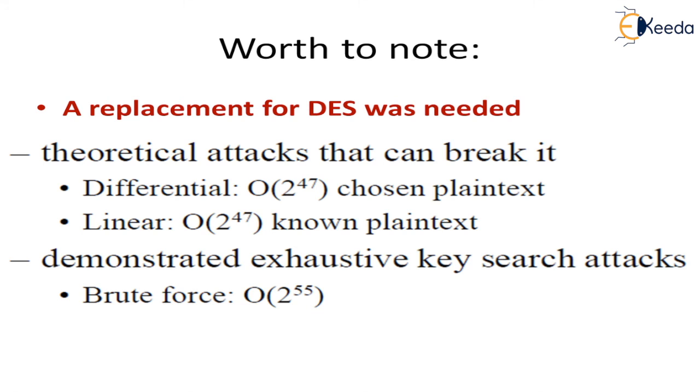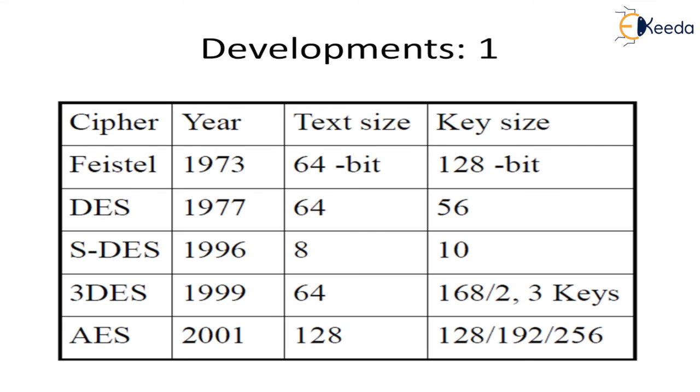Some observations that we have made: a replacement of DES was needed as there are theoretical attacks that can break it. Differential cryptanalysis uses chosen plaintext, and linear cryptanalysis uses known plaintext at 2 raised to 47. And if a brute force attack is used, then it is easy for the cryptanalyst to decrypt the DES algorithm. So the further developments of the ciphers, year-wise, text size and key size wise, are as follows.